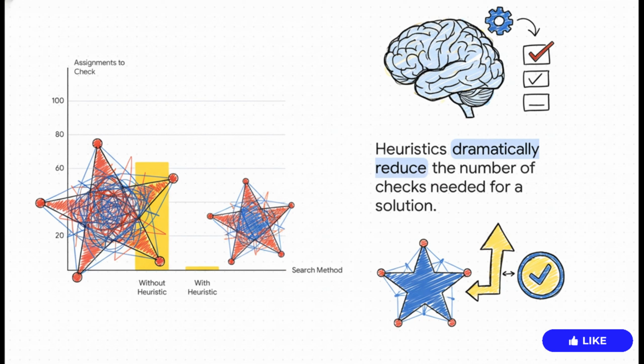And the payoff for using a good heuristic is, well, it's enormous. For a slightly more complex puzzle, a brute force approach might have to check up to 64 different combinations. But by using that simple heuristic, color the most connected part first, we can find the solution in as little as 2 steps. 64 versus 2. That is not just an improvement, that is a complete game changer.